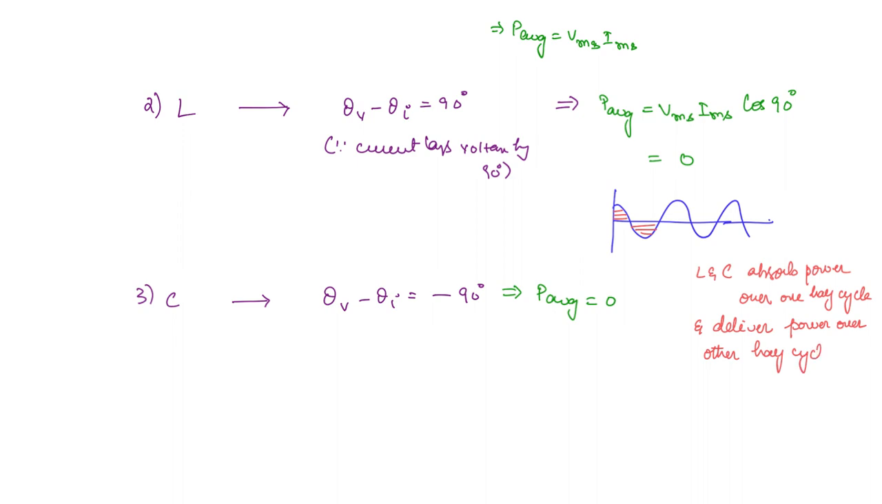Okay. So that is why on an average the power is going to be 0. But if you have a combination of R and L or C, let us say we have an RL circuit, in this case the average value is not going to be 0, but it is going to be instead V RMS I RMS cos(theta V minus theta I). Depending on the values of R and L, you will have the phase difference anywhere between 0 to 90 degrees.